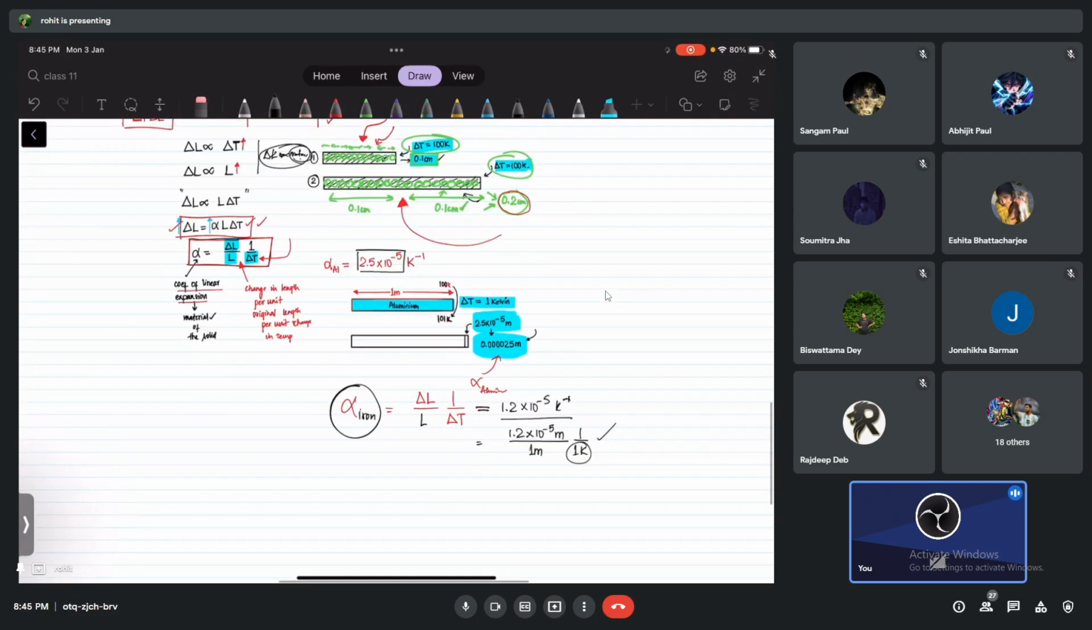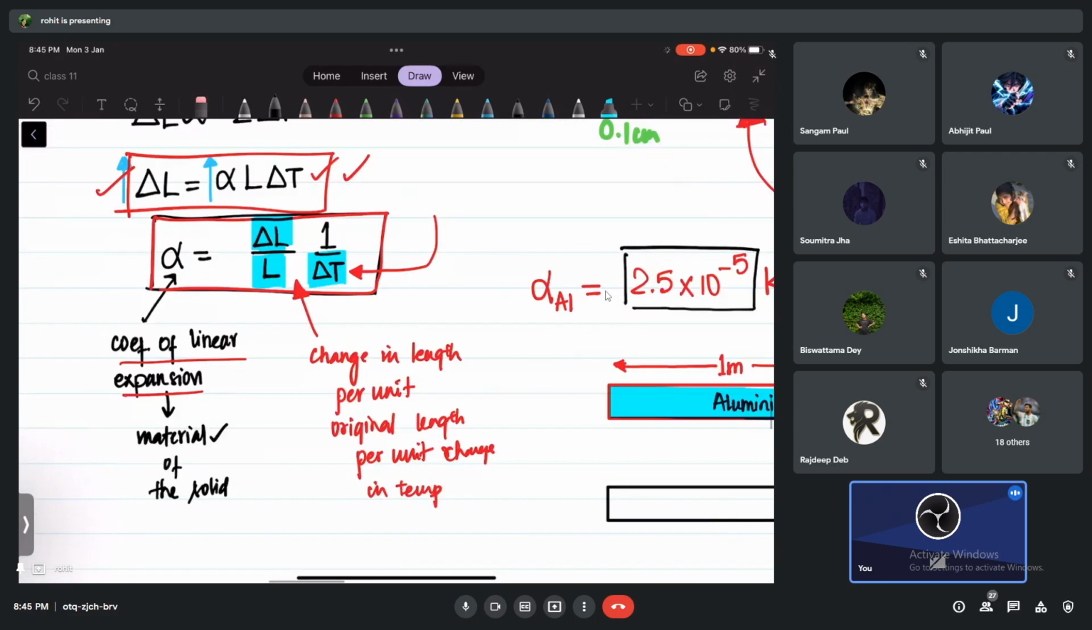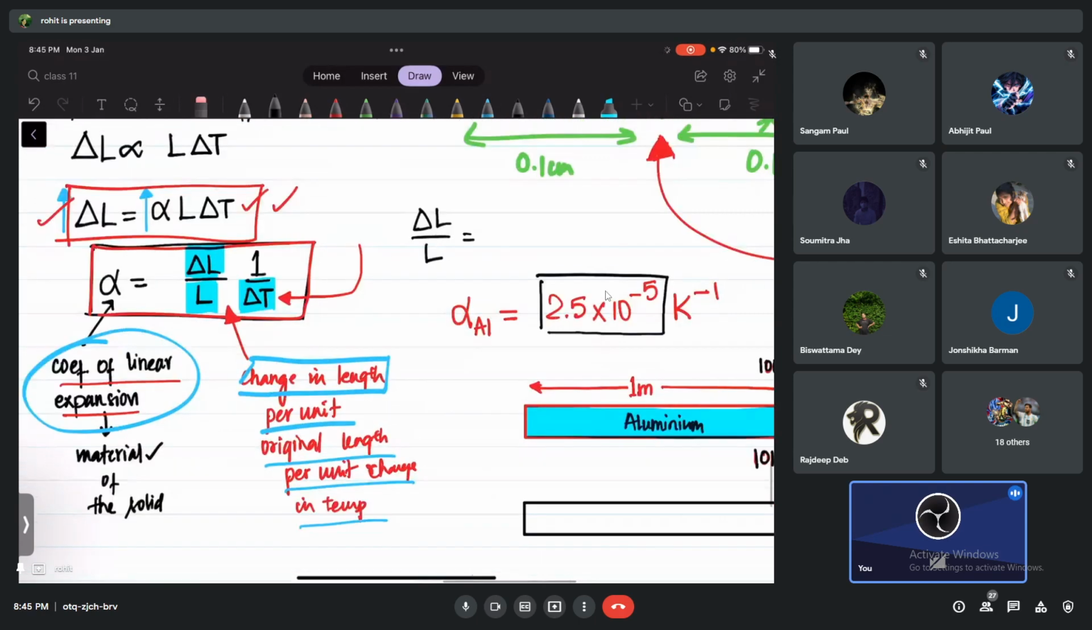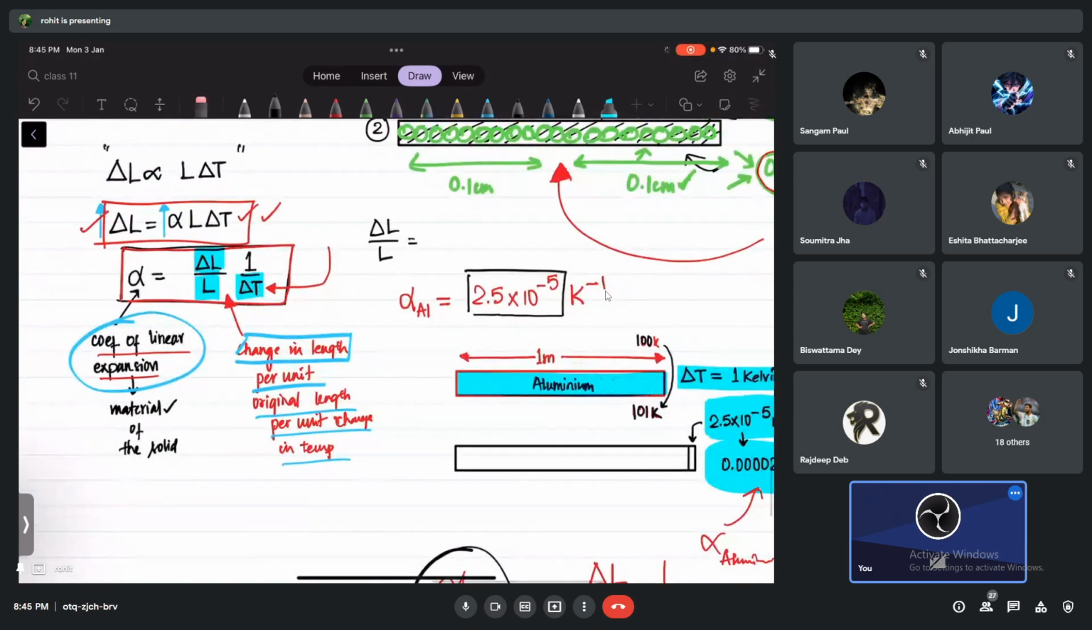Guys, are you really clear with what alpha is? If they ask you for the definition of alpha, your answer is: alpha, the coefficient of linear expansion, is the amount of change in length produced per unit original length per unit change in temperature. Then there's one more thing, delta L by L. Do you know there's another name for this delta L by L? Anybody know? What do we call it?